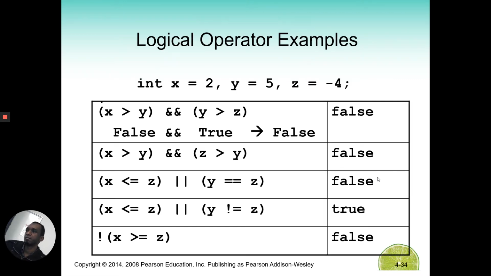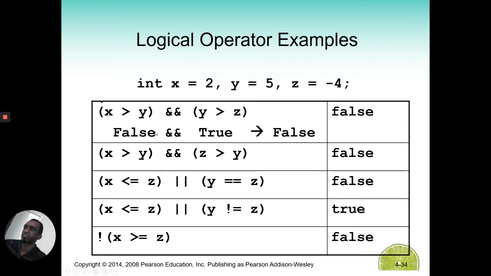And then some examples of the logical operators. So here, if x is 2 and y is 5 and z is negative 4, let's say. So here, x less than or equal to z. X is 2 and z is negative 4. Is this true? No. This is not true, so that means this is false. Now here we have or. Here it says y is equal to z. False and false will be what? False. You see that?